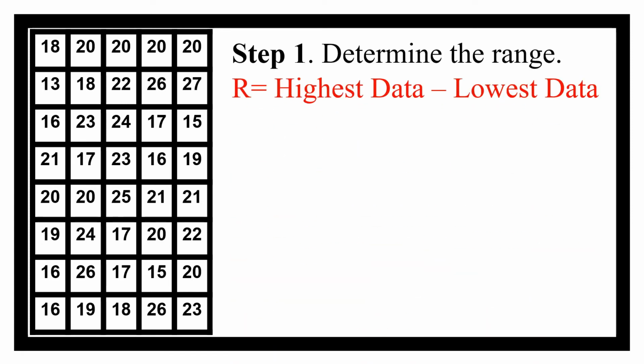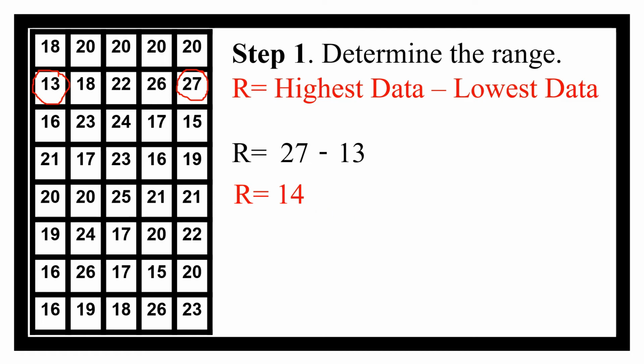Step by step. So for the first step, again, we have to subtract the highest data and the lowest data. So as we can see, if you are going to scan the scores, the lowest data that I can see here is 13 and the highest data is 27. So we have to subtract these two to obtain range. So R is equal to 27 minus 13. So 27 minus 13 is 14. So this is the range. Again, this is the range, which is the difference of the highest data and the lowest data.